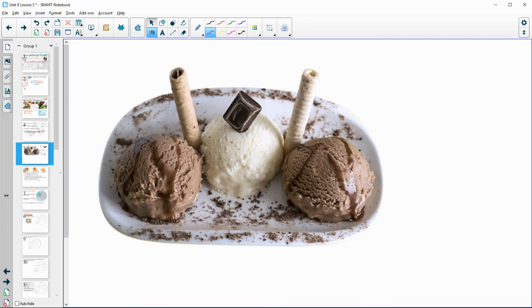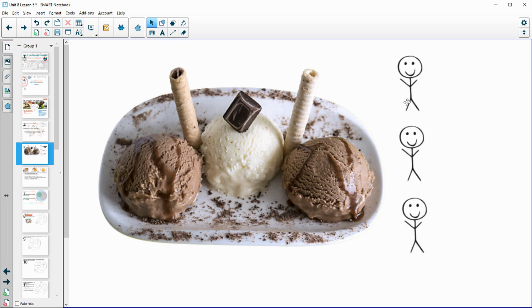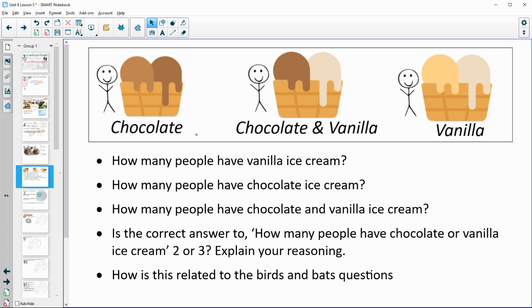All right, in this next situation, let's think about ice cream. So we've got 3 people eating ice cream. One person has chocolate, one person has vanilla, and one person has both chocolate and vanilla. So thinking about this situation, how many people have vanilla ice cream? Okay, so 2 people. So this person is eating vanilla ice cream and this person has vanilla ice cream. So we've got 2 people who've got vanilla.